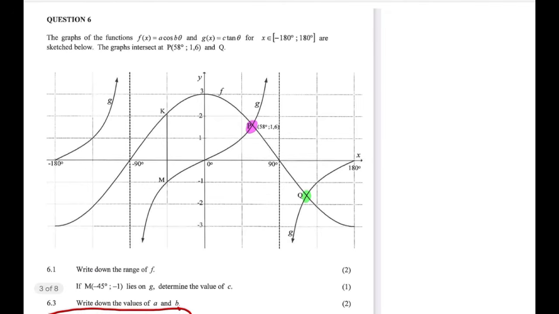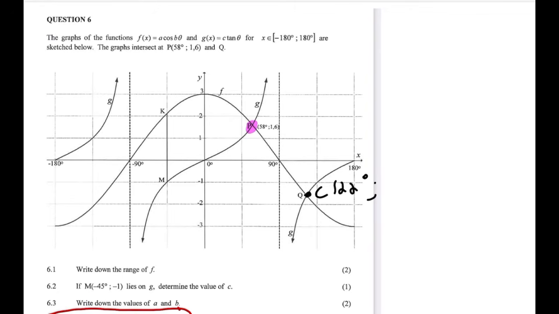What is the distance from P over here to 90 degrees? Well, the x value at P is 58. The x value here at the asymptote is 90 degrees. Now, 90 minus 58 is 32 degrees. So from here to here, you move 32 degrees. From there to there should also be 32 degrees. So the x value of this guy here should be 90 degrees plus 32 degrees, which is 122 degrees.